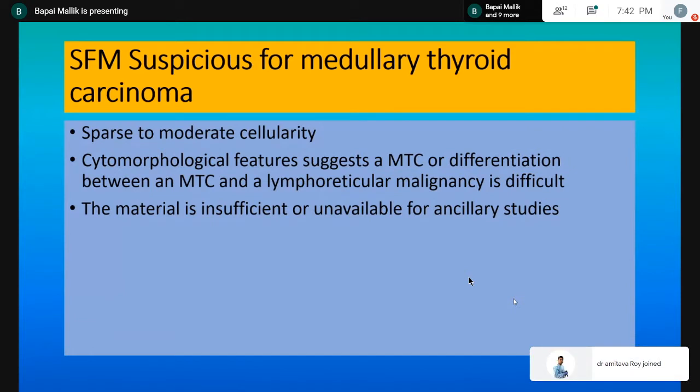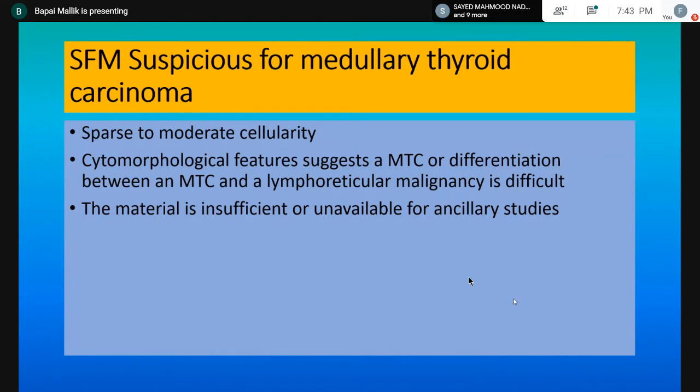So with this, we go into the next group, which is called suspicious for medullary thyroid carcinoma. And I'll be very honest, there's hardly ever a time that we use this phrase. Once you have good access to immunohistochemistry and have enough material to do it, we do not use it. But still, sometimes you may need to use this.